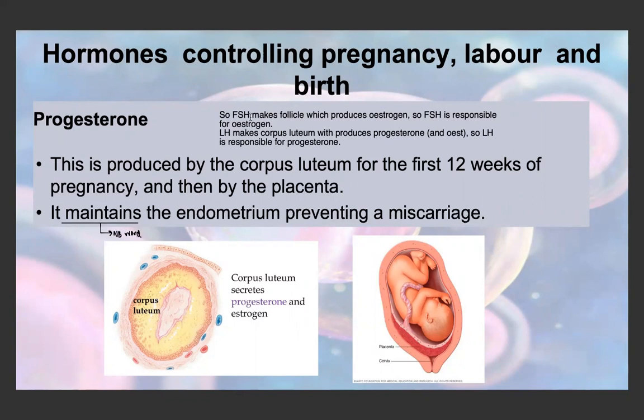So the FSH, the follicle stimulating hormone, makes this follicle, which develops into a Graafian follicle and produces estrogen. So the FSH, we usually say, is responsible for estrogen. The LH makes the corpus luteum because it causes ovulation to occur, which means that the egg is released and the corpus luteum is left in the ovary. And the corpus luteum produces progesterone, does also produce estrogen, but now we focused on progesterone. So we can say that LH is responsible for progesterone.